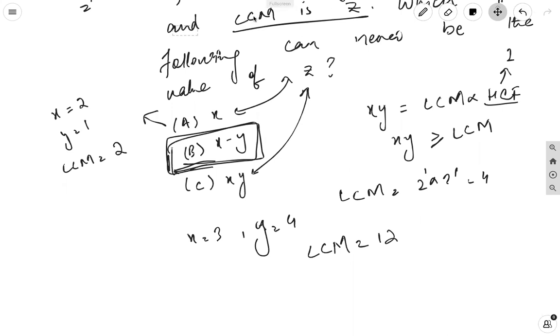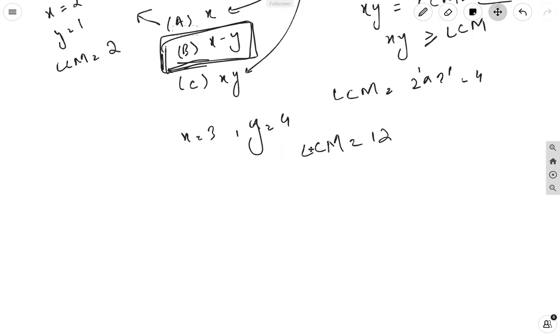Am I audible? LCM can never be negative. But in the third example, when x equals 3 and y equals 4, we get x minus y equal to minus 1. But LCM can never be minus 1, so we can't take this. Yes, this could be the logic. This is a very basic example. Now let's have one more example for this.